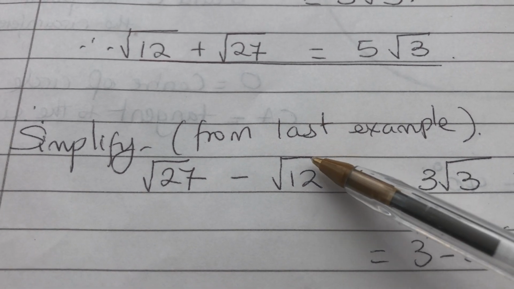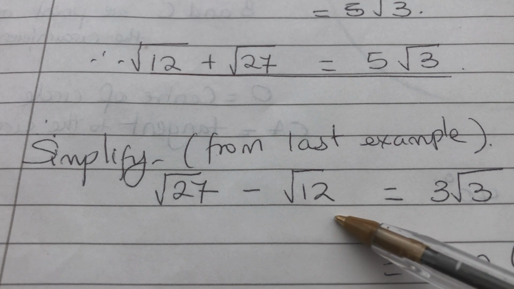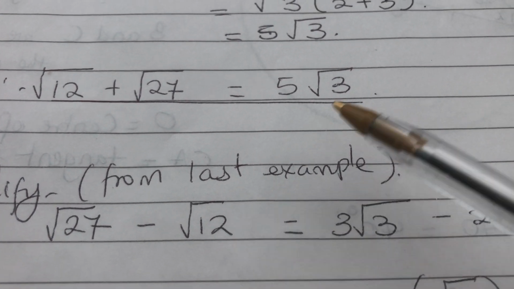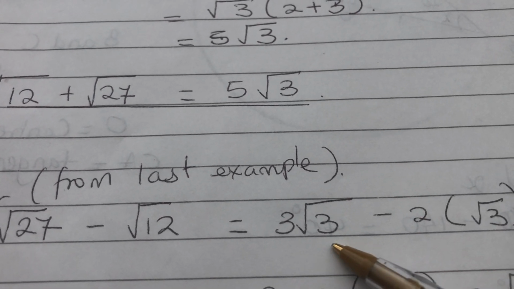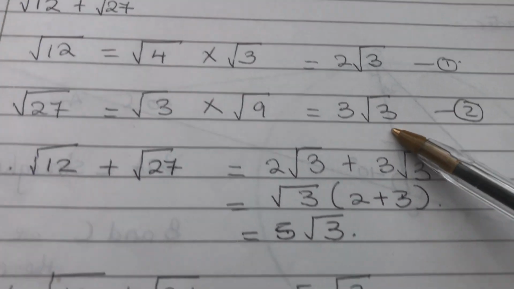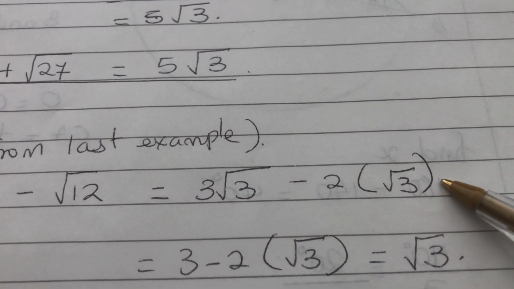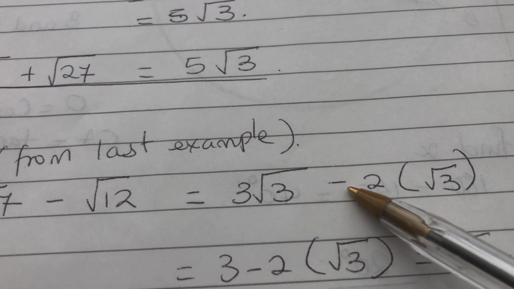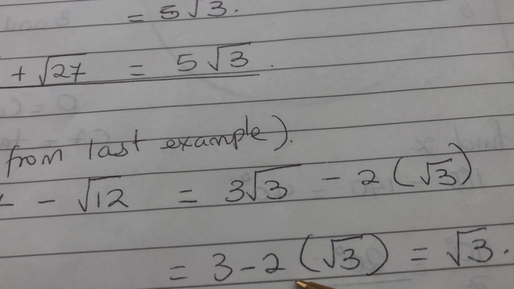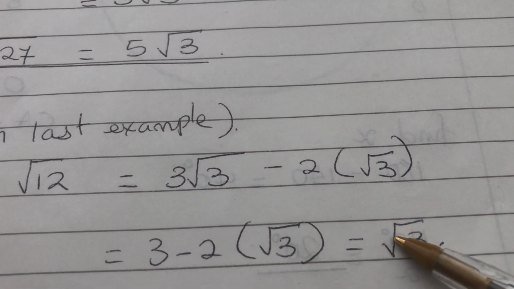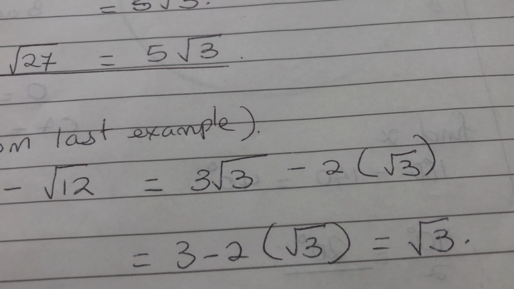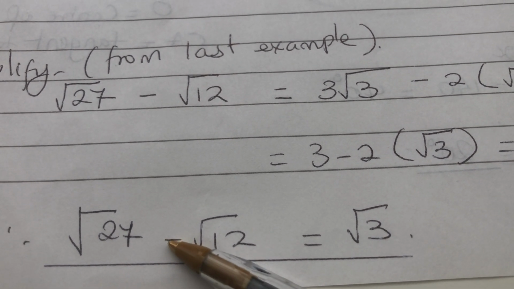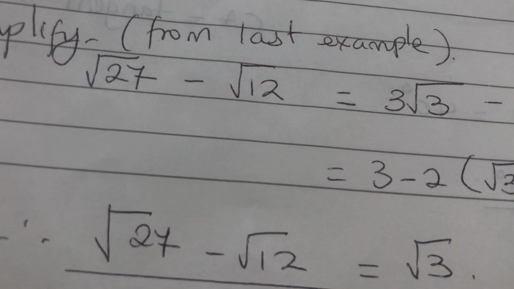Now, the same question, square root of 27 minus square root of 12. So here, we know that square root of 27 is 3 root 3, because we already did it here. And then the square root of 12 is 2 root 3. So here again, it's like in algebra, 3a minus 2a. So that root 3 will come out. 3 minus 2 is 1. 1 root 3 is the same as square root of 3. So the answer here will be root 3. So square root of 27 minus square root of 12 will be root 3.